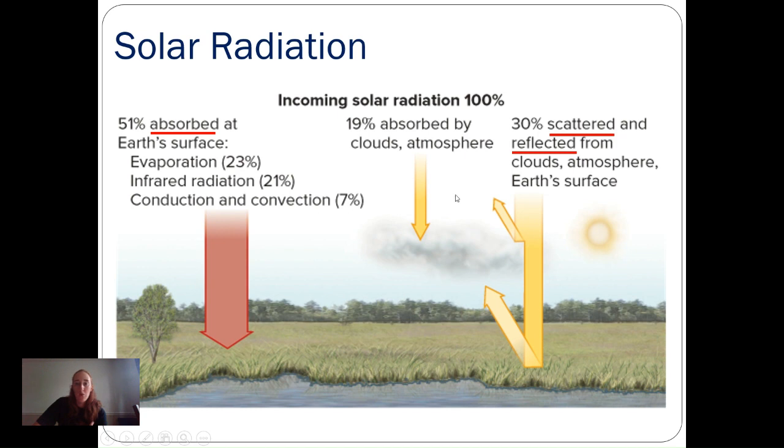Another part of it gets absorbed by clouds in the atmosphere. Then the other two options are that it could be scattered. It reaches Earth and then it just scatters in all directions, or it's reflected back up into the atmosphere off of certain types of surfaces. So solar radiation that reaches the surface either gets absorbed, scattered, or reflected. Those are the three options.